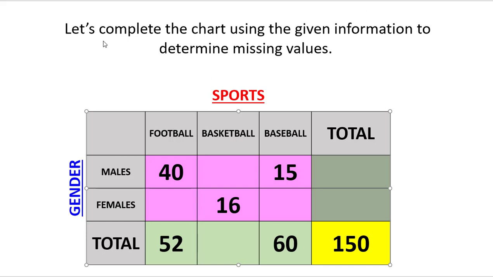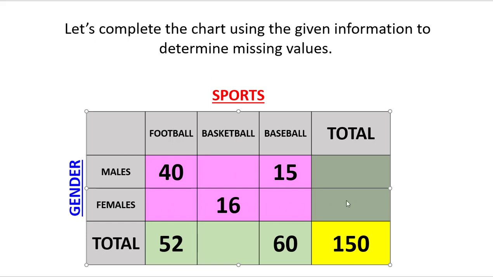All right, so now let's complete the chart using the given information to determine missing values. So down here we have a two-way frequency table that's comparing sports and gender. And under sports, our choices are football, basketball, and baseball. For gender, of course, there's males and females. So we need to find a way to figure out the values that are missing. Well, it's kind of hard to figure out how many basketball are for males if I don't know the total.